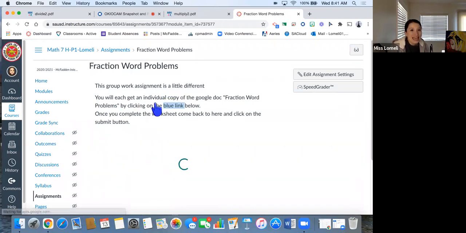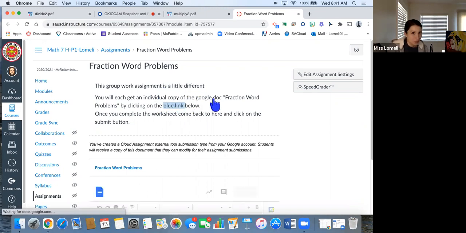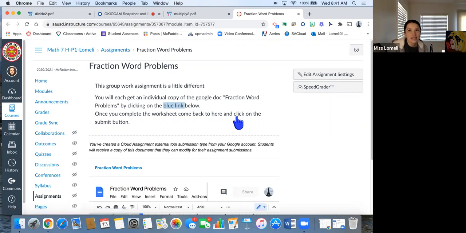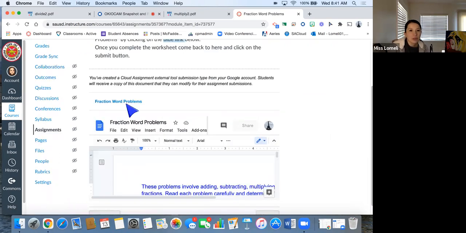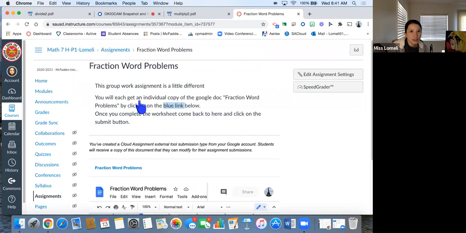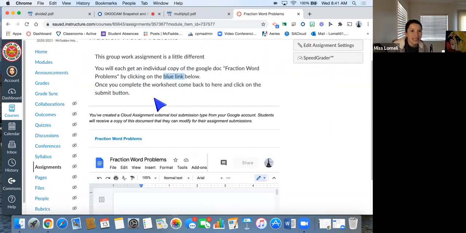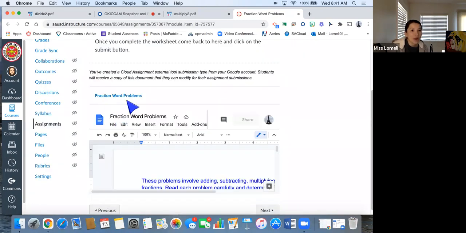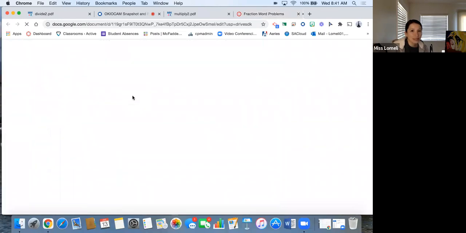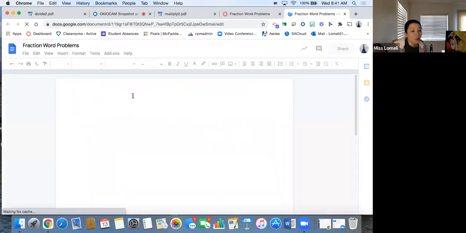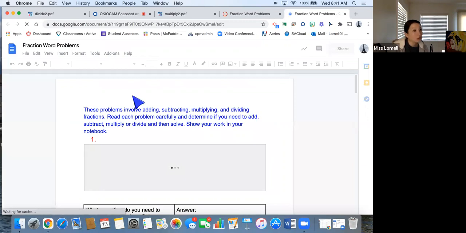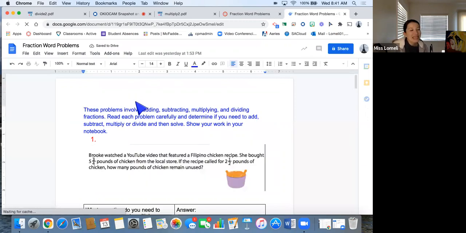You will each get an individual copy of the Google Doc fraction word problems by clicking on the blue link below. Once you complete the worksheet, come back here and click on the submit button. So you will go into the assignment and then you will see this blue link, fraction word problems. When you click on that, you get a Word doc. You don't get a Google slide. So it's different. You each individually get your own copy.